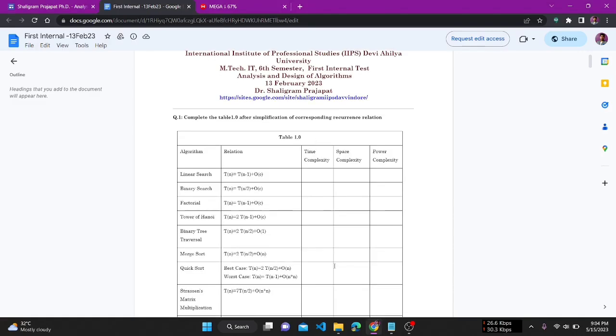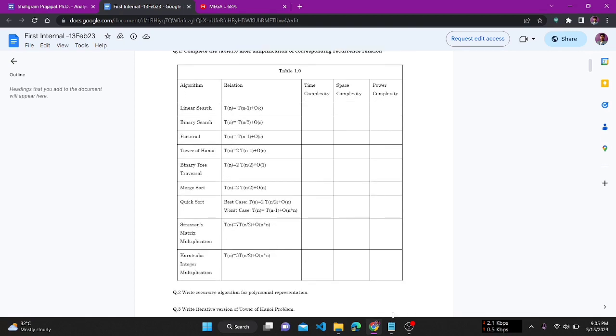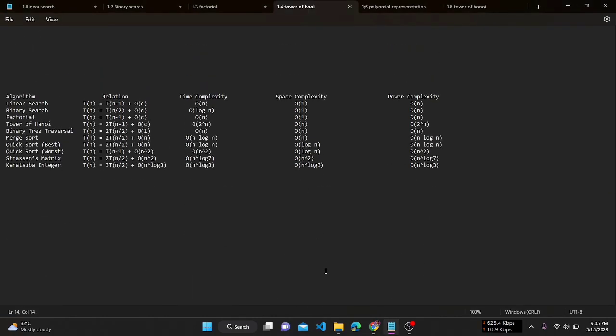Now we are looking at the other time, power, and space complexities. The binary tree traversal: the time complexity is O of n, the space complexity is O of n, and the power complexity is O of n. The merge sort: the time complexity is O of n log n, the space complexity is O of n, and the power complexity is O of n log n.